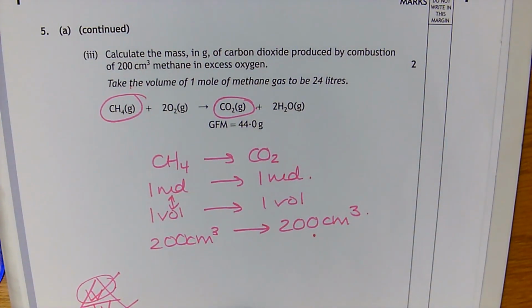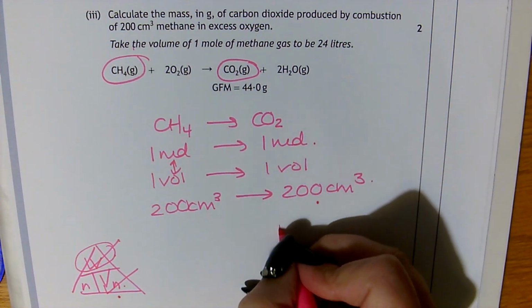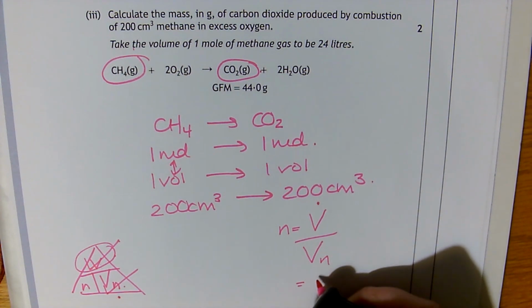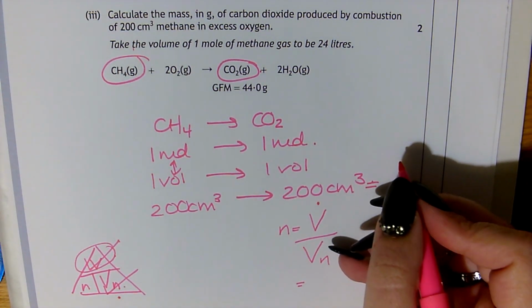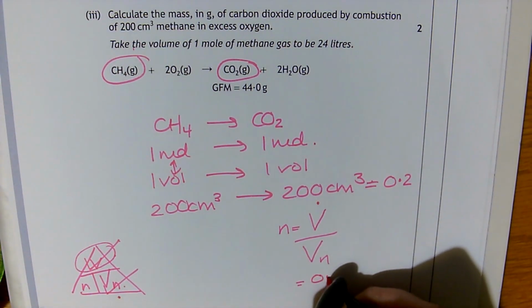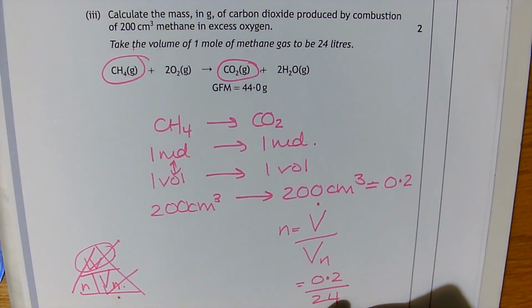So here we're going to use the triangle differently this time to work out the number of moles of carbon dioxide. So number of moles is our volume divided by the molar volume. So we've got 200 centimetres cubed. Let's convert that into litres. So that's 0.2. So we're going to do 0.2 litres divided by 24 litres. And that is going to give us 0.0083 and a whole load of 3's recurring. So we're just going to say that is 0.008 moles.